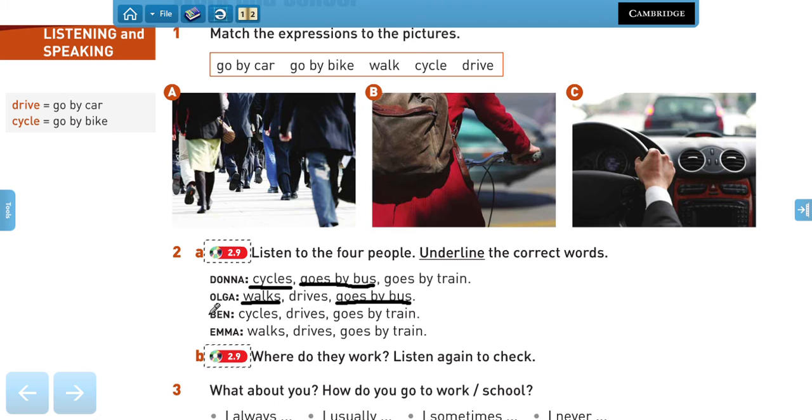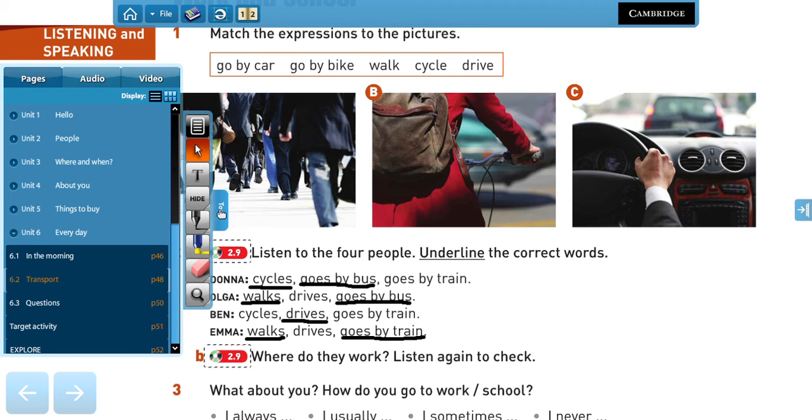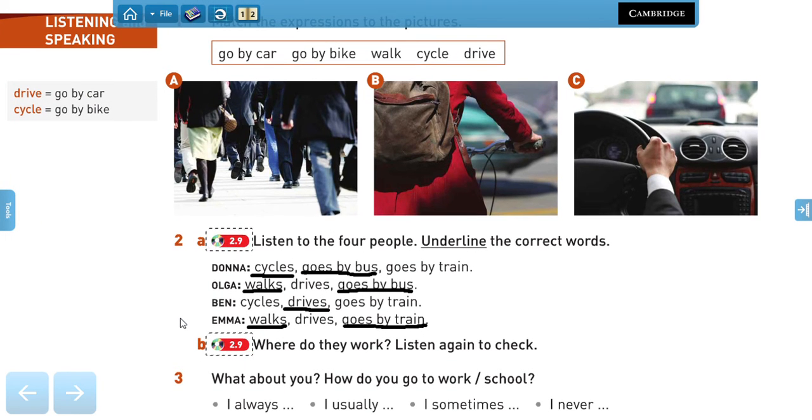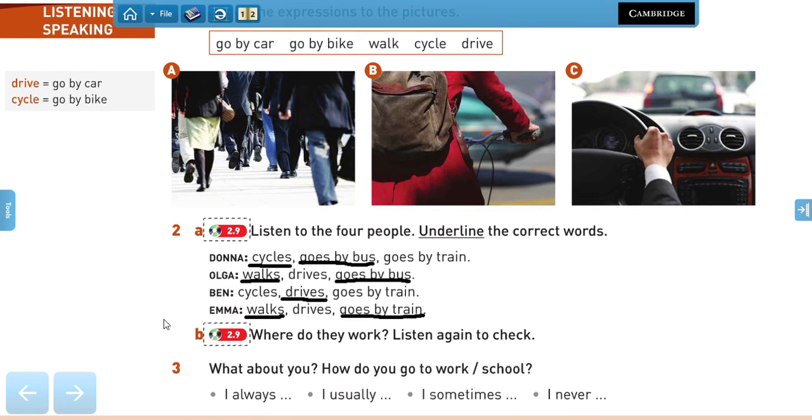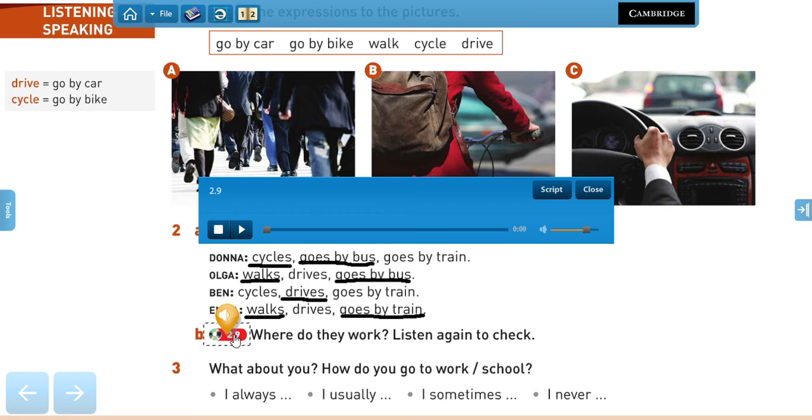Ben doesn't live near his work, so he usually goes by car. That means that he drives, right? And finally, Emma always combines two means of transport because she walks to the train station and then she goes by train. She says that it takes her an hour to get to work, right? Now, try to identify where they work. So we're going to listen again and we're going to pay attention to the place where they work. All right? Track 9.